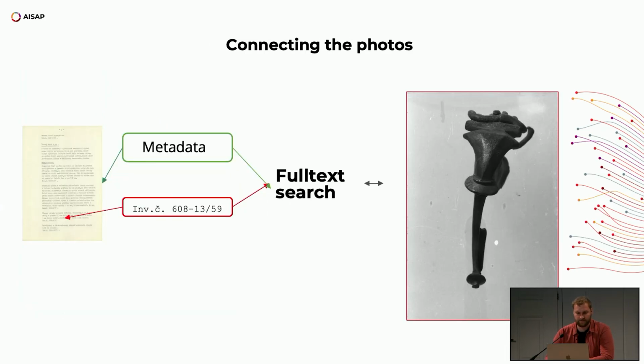As I said, we can make some full text search on the scanned documents. So when we have photographs and we know the inventory number of the photograph, we can search all the documents for the specific inventory number or some other metadata, and hopefully we get a result that this specific photo is related to this fieldwork report, to this grave, and to these specific details.